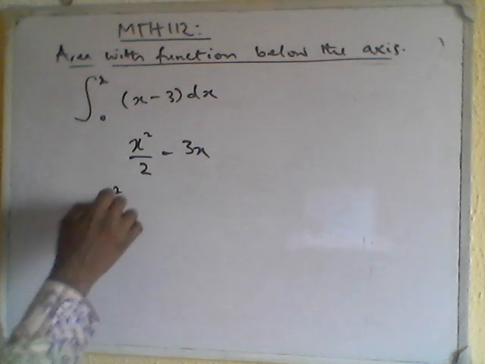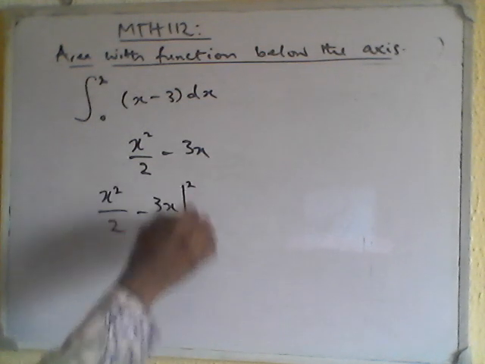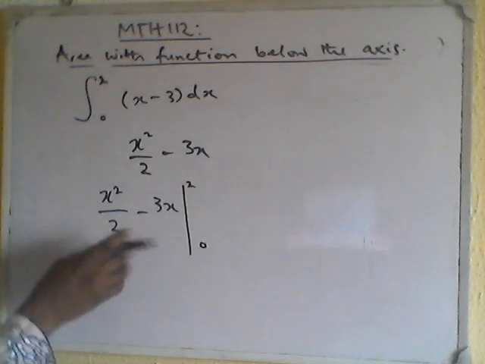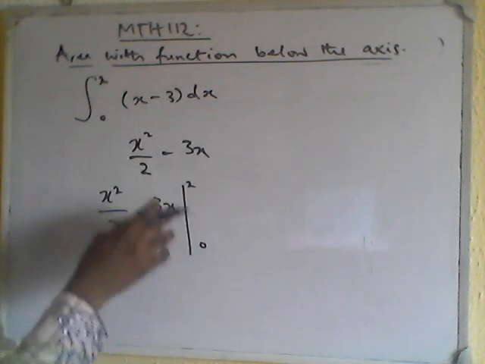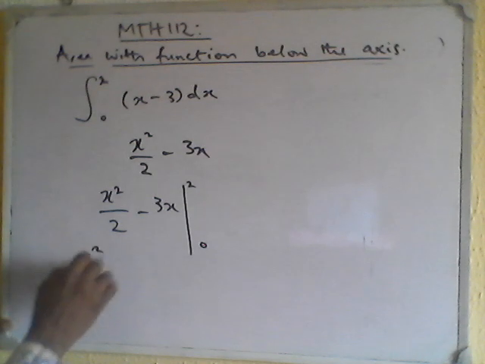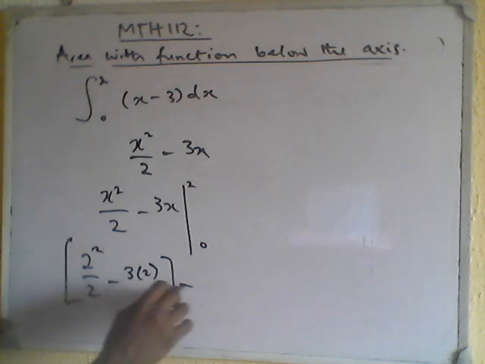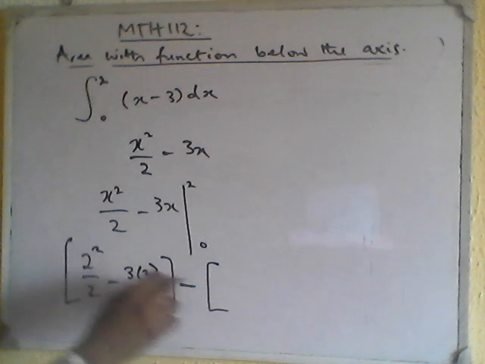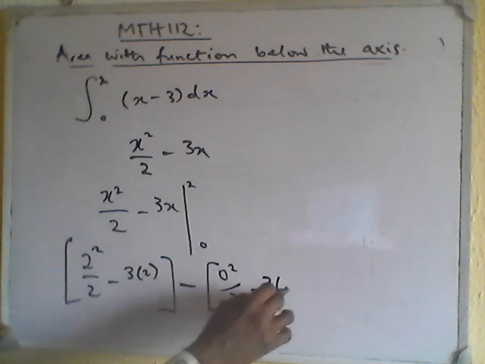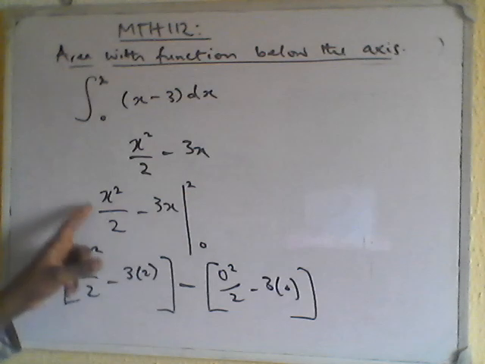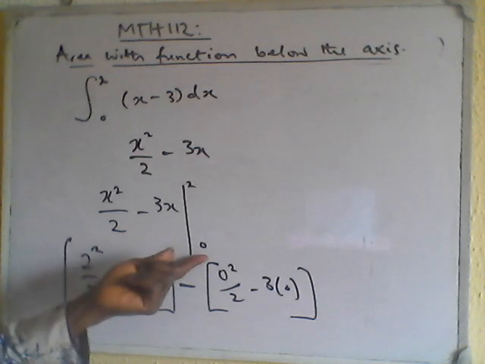I will say x raised to the power 2 over 2 minus 3x, then my limits are 2 and 0. So what this means is that I'm going to compute this substituting x for 2 for the first part and x for 0 for the second part. So I have 2 raised to the power 2 over 2 minus 3 times 2 for the first part. I put a minus here. For the second part, everything there will be 0. Where I see x, I put 0 squared over 2 minus 3 times 0. So you see, I just simply substituted whatever I have here into x for the first part, and what I have here into x for the second part.